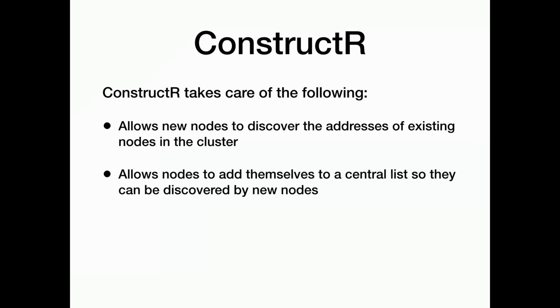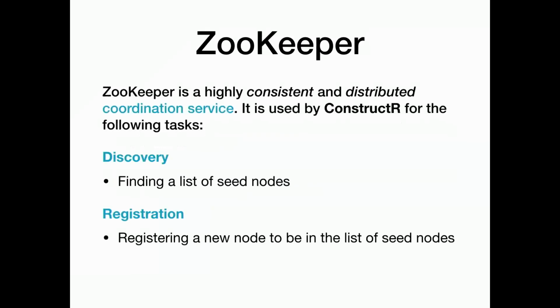Under the hood, Zookeeper is used as that central location. I'm sure many of you are familiar with Zookeeper. It's a coordination service, used for things like leader election and synchronization. It's used by Kafka, used by Spark. It's found in many of these big data and fast data tools. It provides discovery and registration, so it allows us to find that list of seed nodes, and it allows us to do the registration once a new node has joined a cluster, so it can be a contact point.